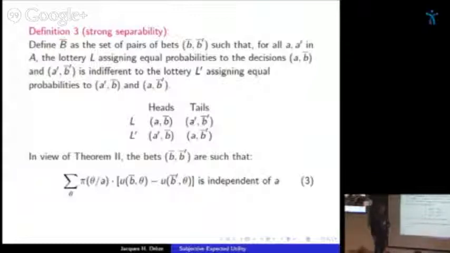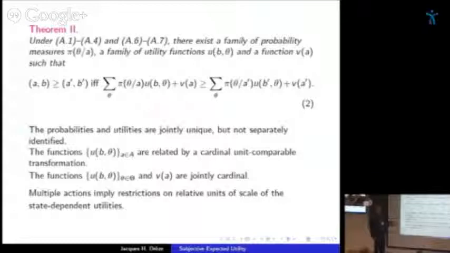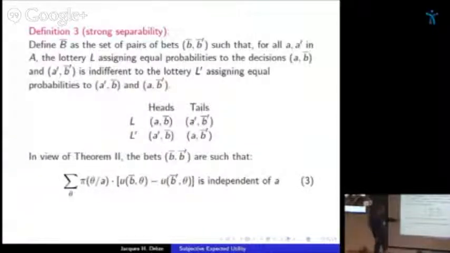And then if you are indifferent between these 2 lotteries, and you remember the theorem on representation in terms of expected utilities, then if you are indifferent, it must be that the expected difference in utilities between B and B prime is the same under A and under A prime. That's elementary algebra starting from the theorem. But now look at this. We have a vector of utility differences, and we take a weighted sum with conditional probabilities. Probabilities that are conditional on the actions.